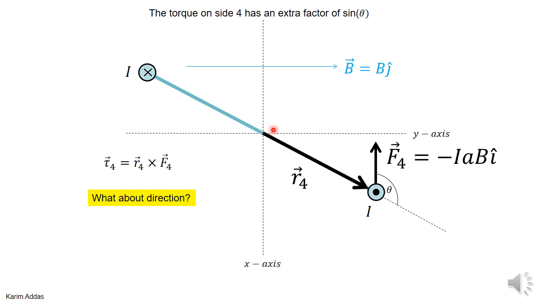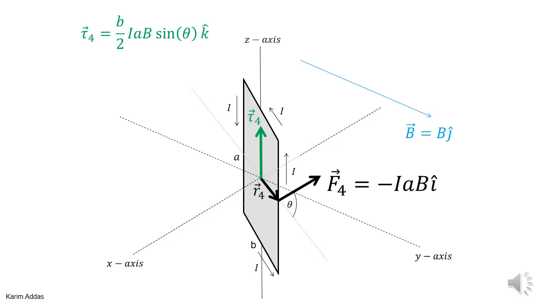What about the direction? Well, if you get the R4 vector crossed into the F4 vector, it'll give you something pointing in the Z direction. And so you get it in the k hat direction. So this is what the torque looks like on side number 4. There's the R4 vector, there's the F4 vector. The torque points in the k direction, and it has a value of this magnitude. And the only difference, as we said, between this and what was before is this sine theta term.